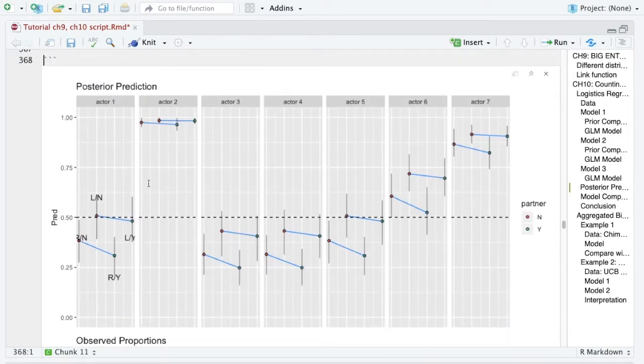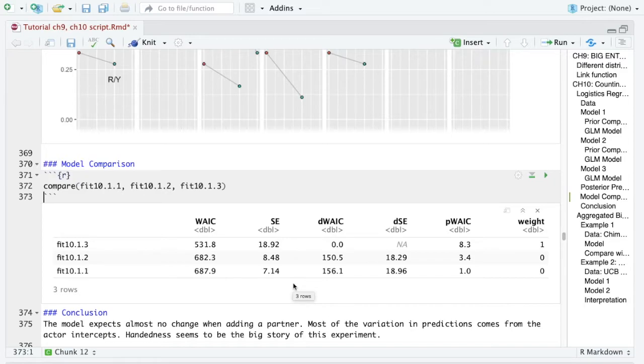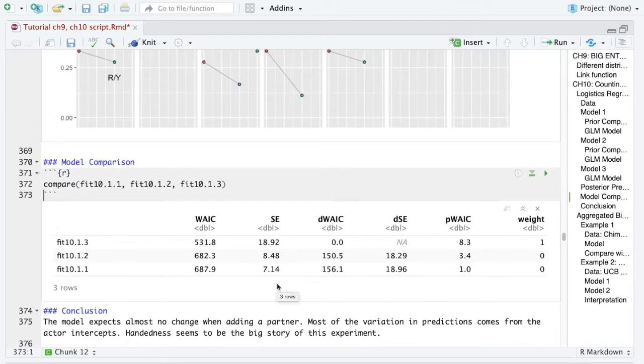So the first row of my plot is the posterior prediction. You can see we have the annotation and the lines and the confidence and the prediction intervals and the different colors of points, and the y values are the proportion, and we have 7 columns. It's the posterior plotting, and we can just compare our 3 models. And from the result, you can see that the model actually expects no change when adding a partner predictor, and most of the variation in the prediction comes from the actor intercepts.